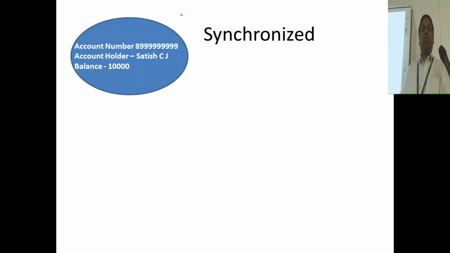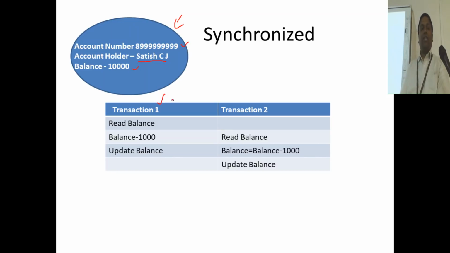Say you have an account object. This object was created using an account class. This object has got an account holder name, account holder number, and balance as 10,000. And I have two transactions. You can think of them as two threads. This is thread 1, this is thread 2. Both these things are accessing my object. Say you call this object Satish object. You give a name for this object, Satish object.